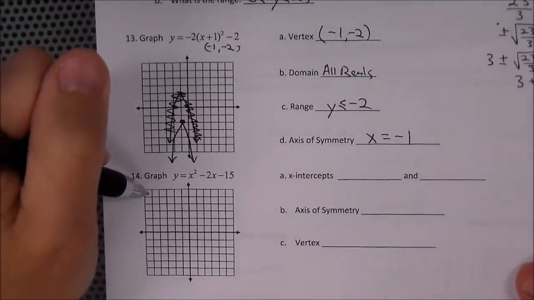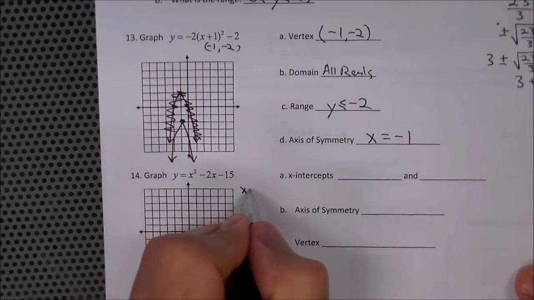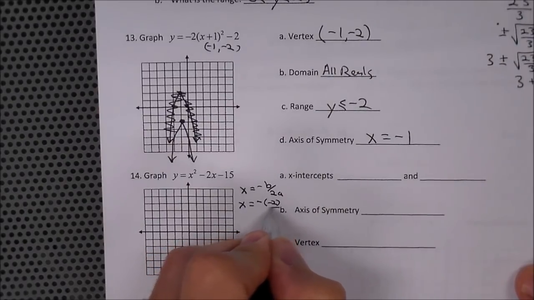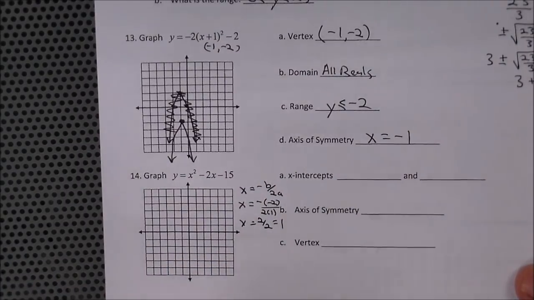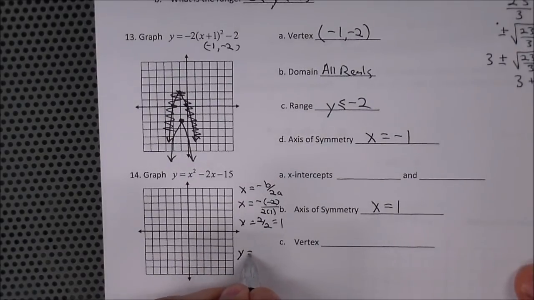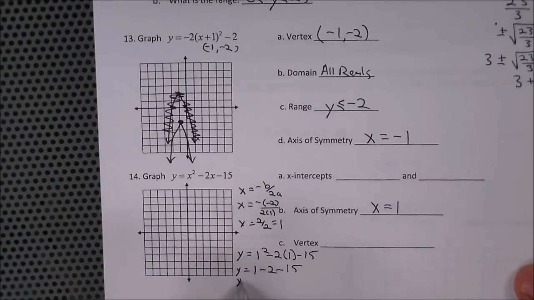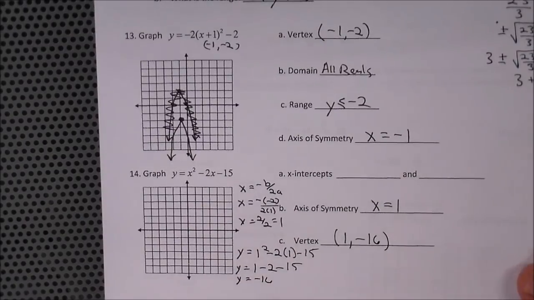The next problem is in standard form. So to find our vertex in standard form, we're going to go x equals -b over 2a. So that's -2 over 2 times 1. This comes out to be 2 over 2, or just 1. That is also our axis of symmetry. Now, we're going to substitute 1 into the equation. We get 1 squared minus 2 times 1 minus 15, or 1 minus 2 minus 15 gives us -16. So our vertex is 1, -16.